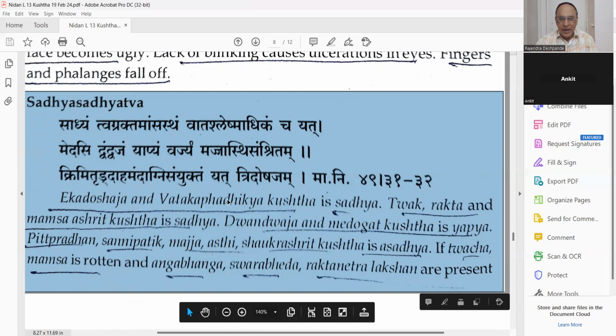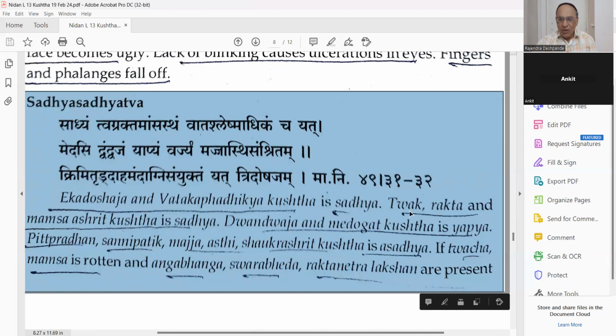Now we will go for Sadhya Sadhyatva. Ekadoshaja and Vata Kapha type of Kushtha is Sadhya. Tvak, Rakta and Mausa Ashrita Kushtha is also Sadhya. But when there are two doshas, and Medogata Kushtha, it is Yapya. What is Yapya, sir? Whenever the person follows the instructions of the doctor about the medicine and about the food, it can be controlled. Sadhya is curable and Yapya is controllable. Please write down controllable. It cannot be cured. It is under control.